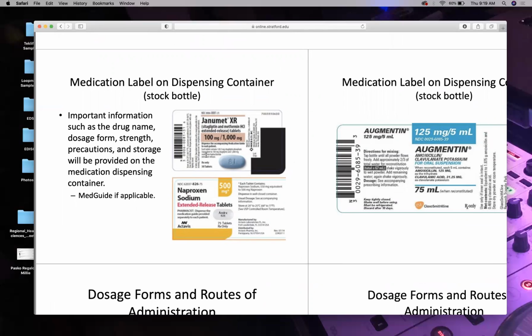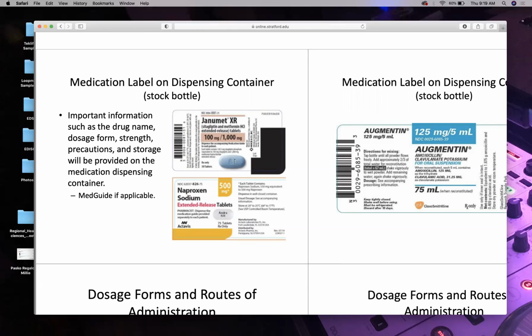Because if you look at this, there is important information on here. It has in bold right here the proprietary name or the brand name. In parentheses, it has the generic. It has here the dose, which is 100 milligrams per tablet.